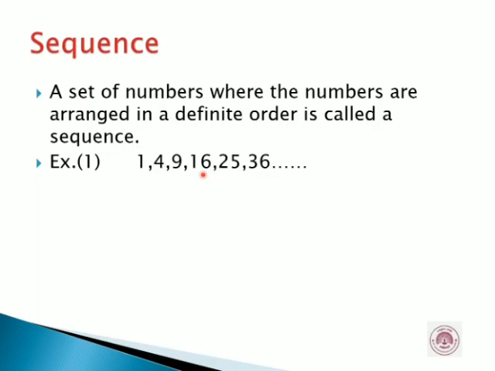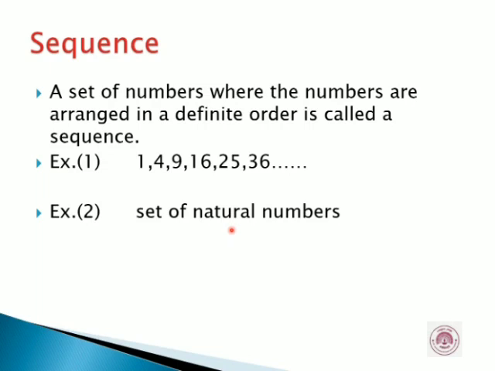Here 16 is equal to 4 square. It is at the 4th position. Similarly, 25 is equal to 5 square, and is at the 5th position. In this set of numbers, the place of each number is determined.